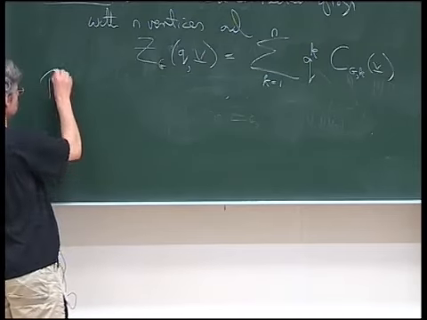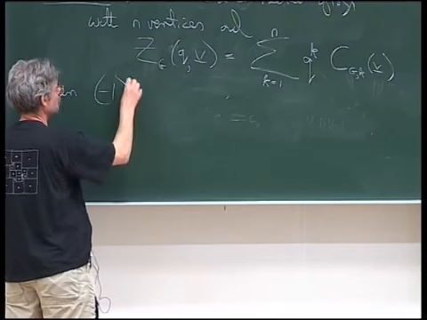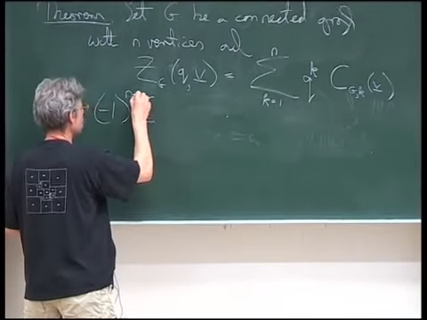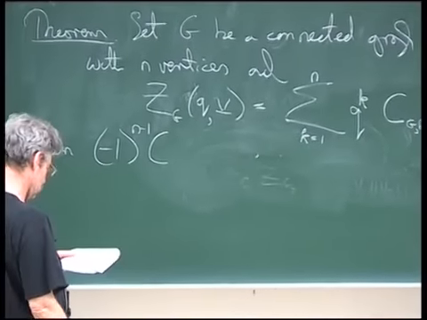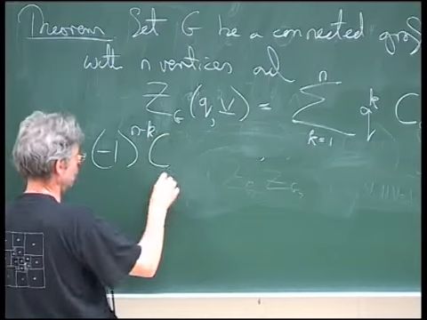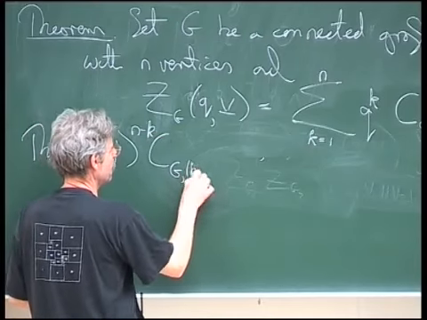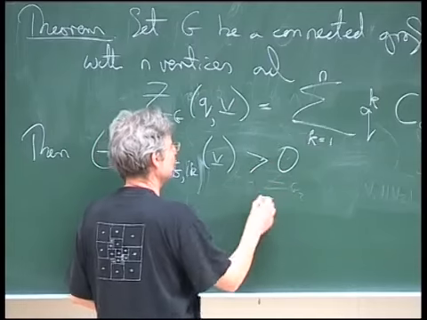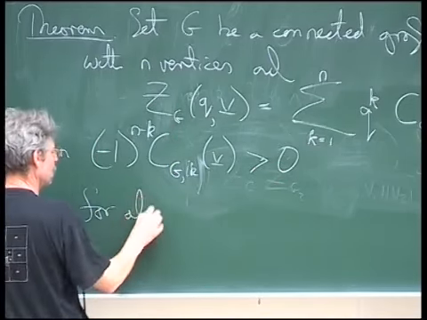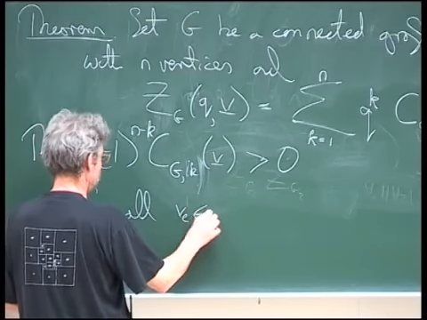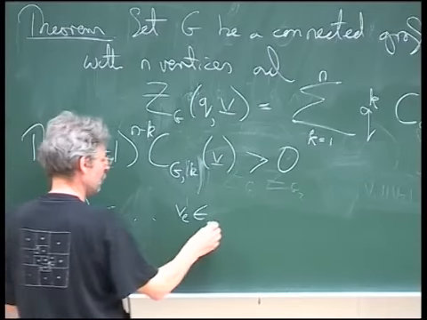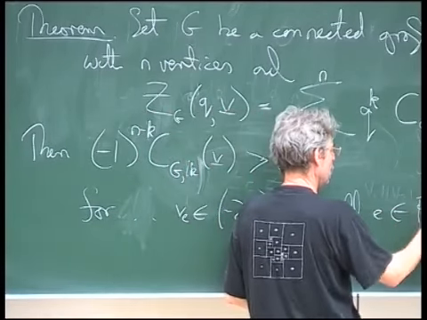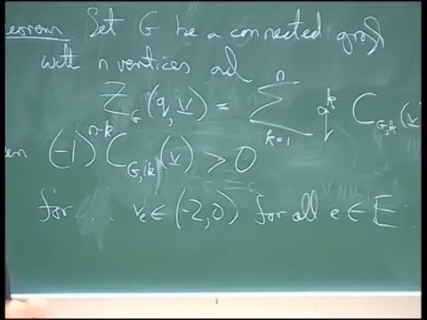So then, minus 1 to the n minus k, times c_{G,K}(v) is greater than 0 for all v_e in minus 2, 0 for all e in E. That makes sense. Maybe it's better to be an F.